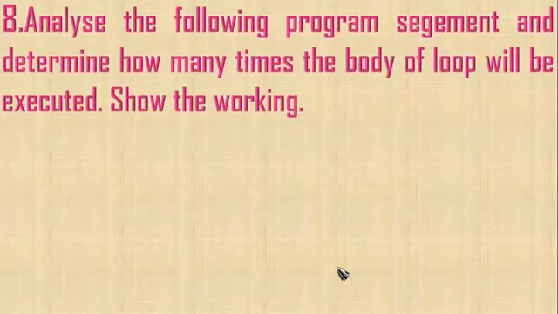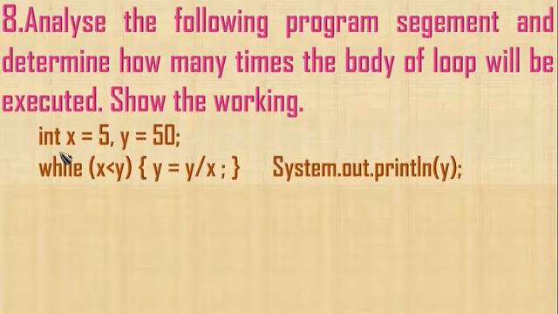Next question. Analyze the following program segment and determine how many times the body of the loop will be executed. Show the working. So here x is 5 and y is 50, while x is lesser than y, y is equal to y by x, and then the body is over. So later it prints y's value. Now the condition 5 is lesser than 50, that is true. It is not going to print or anything, so just it is going to divide. So y is 50 divided by x will be 10.